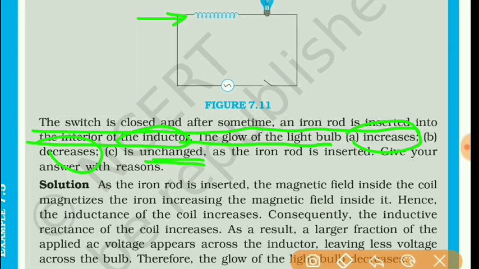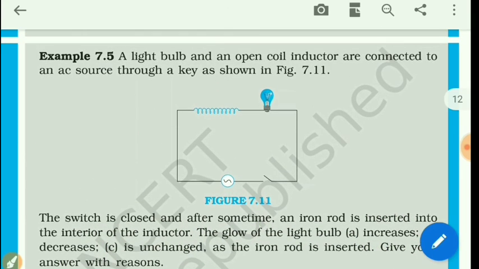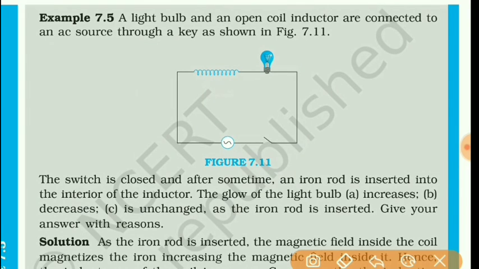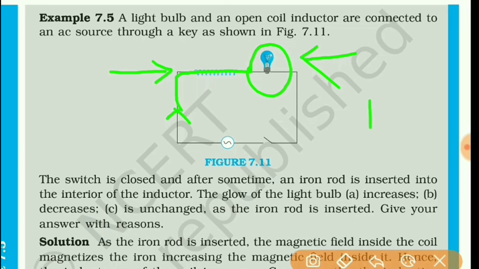So now students, it is clear that the current will definitely flow when the switch is on. Current will definitely flow through the bulb, and so the bulb will glow. Now when the iron rod is introduced inside it, the self inductance, or simply inductance L, will increase. When the material is inside the inductor, it will increase the value of L.